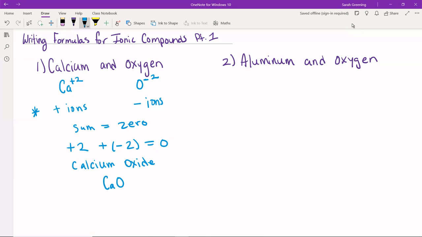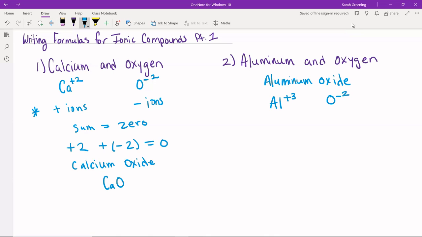Aluminum oxide. Aluminum and oxygen form aluminum oxide. In this case, we have a little bit of a challenge. And the challenge in this one is that our charges are not balanced right from the beginning. So we can look up aluminum. Aluminum has a +3 charge. It's located under boron in group 13. And oxygen, as we've just discovered, has a -2 charge.